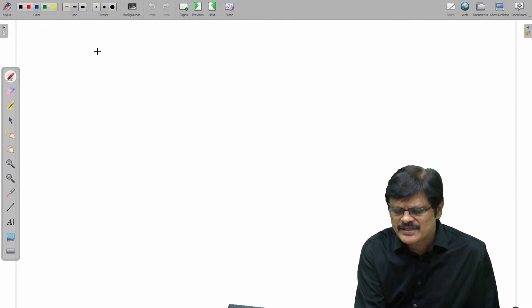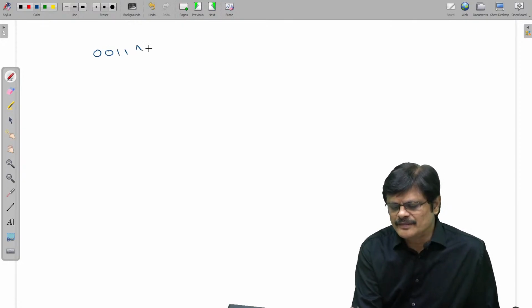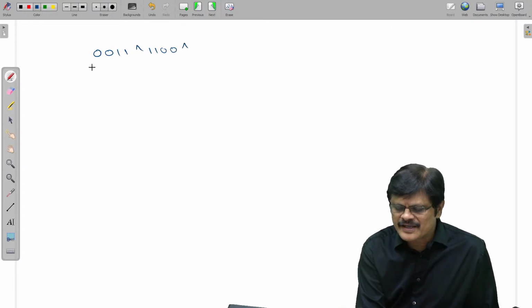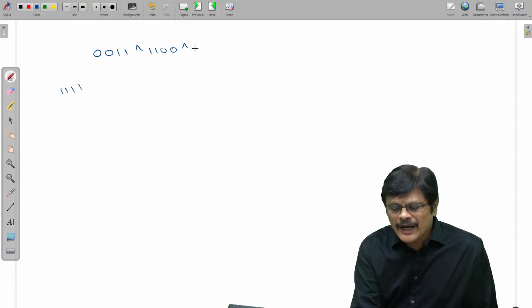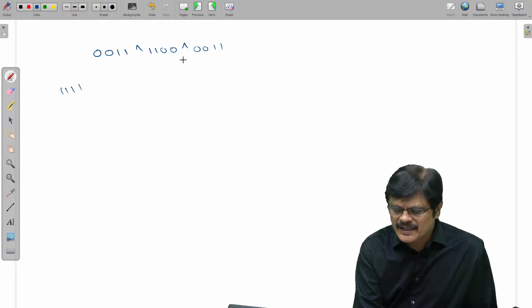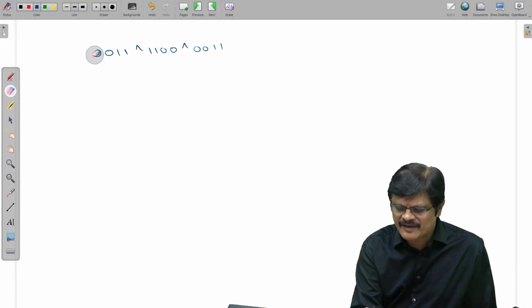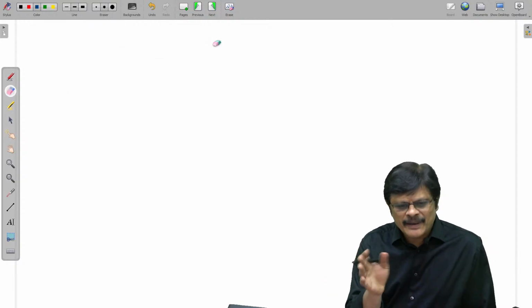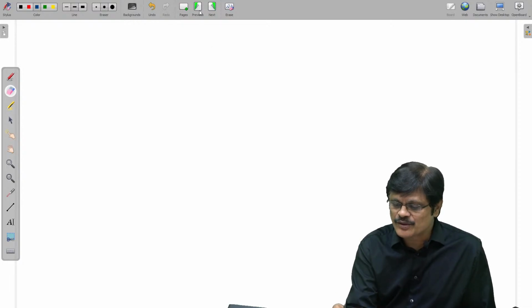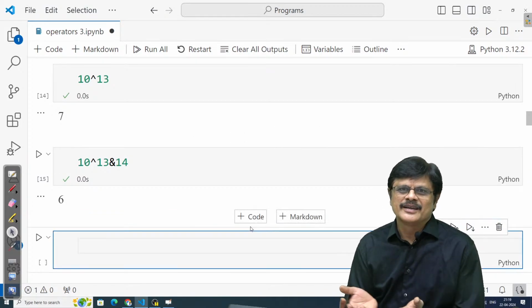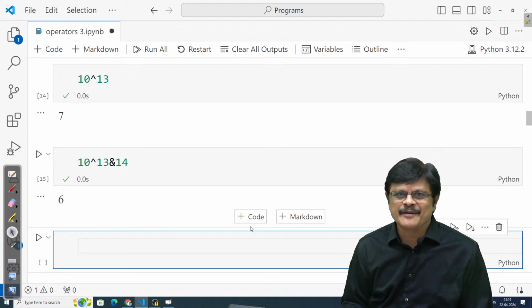You can try different examples like 0 0 1 1 and 1 1 0 0. If you do XOR first, you get 1 1 1 1. Then if you do AND operation, you are going to get 0 0 0 0. Here it is happening the same, but generally it is not the case, my dear friends. Maybe I am not finding the suitable example, but the order of precedence matters. Please note that. You can try different examples, use the interpreter, and see what different answers you get.